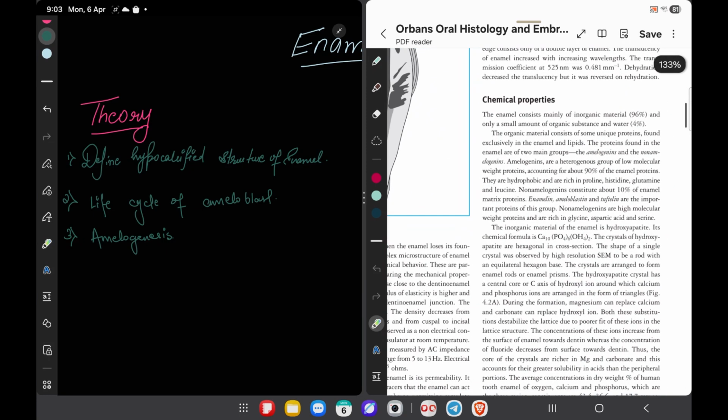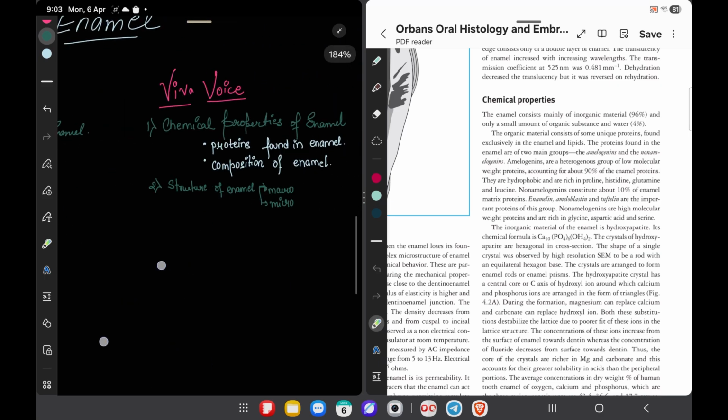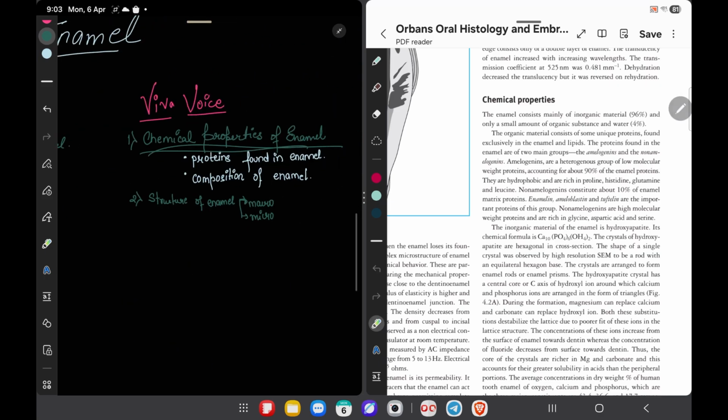Now, chemical properties. Chemical properties is important. First of all, the first thing about any histological structure you're studying is its composition, what it is made of. In enamel, in dentin, in cementum, you will study how it is made, what percent is organic and what is inorganic material. So first you will have to memorize this by heart: what is the inorganic material and organic material composition? I've already written the chemical properties of enamel, the composition of enamel. These are very important in your viva questions.